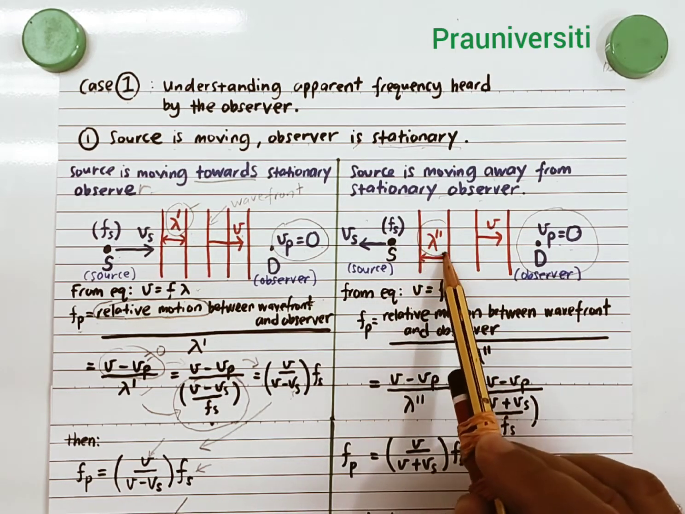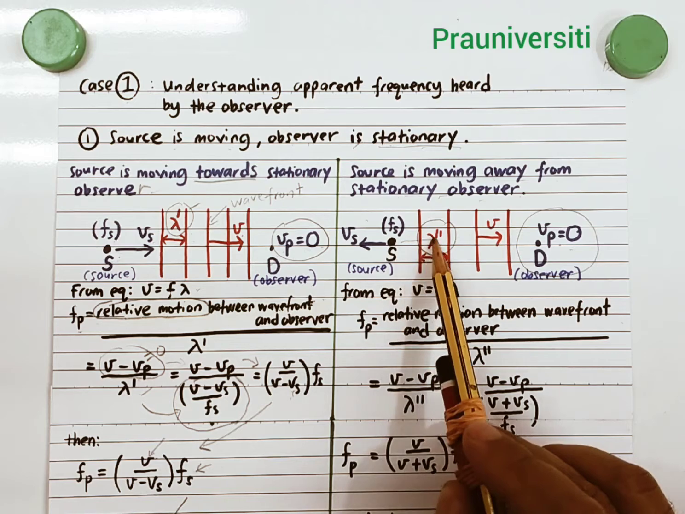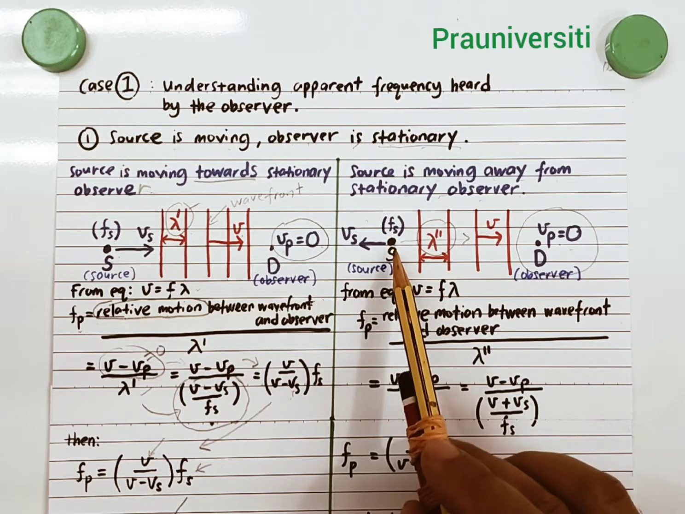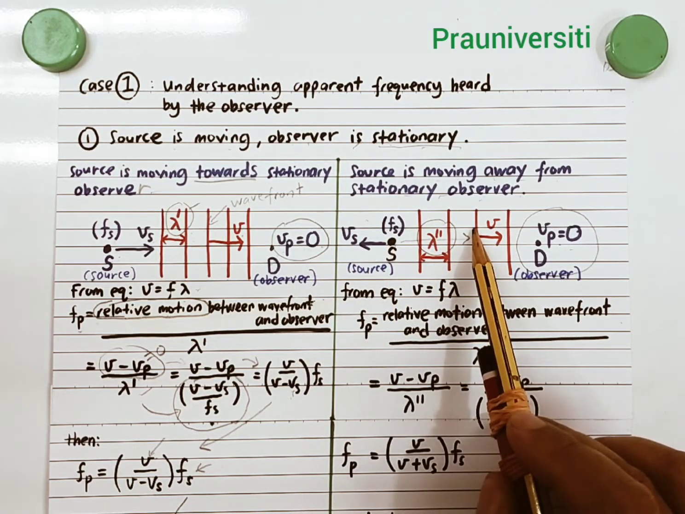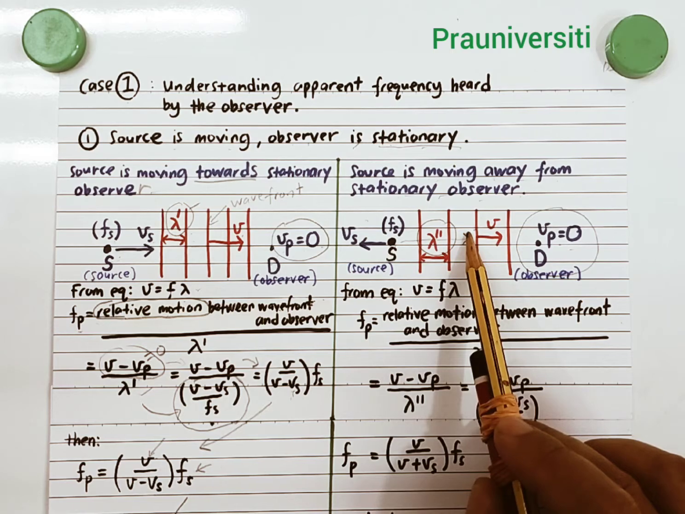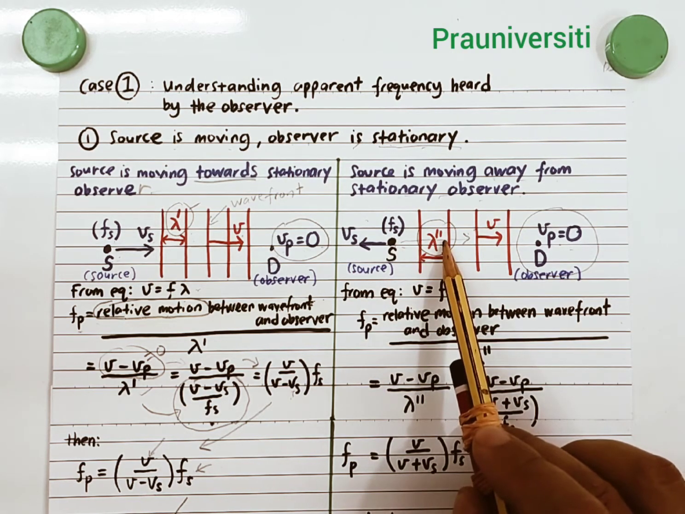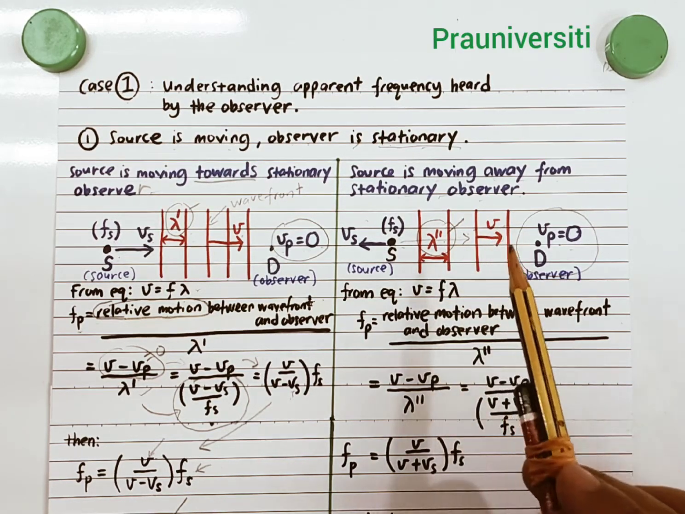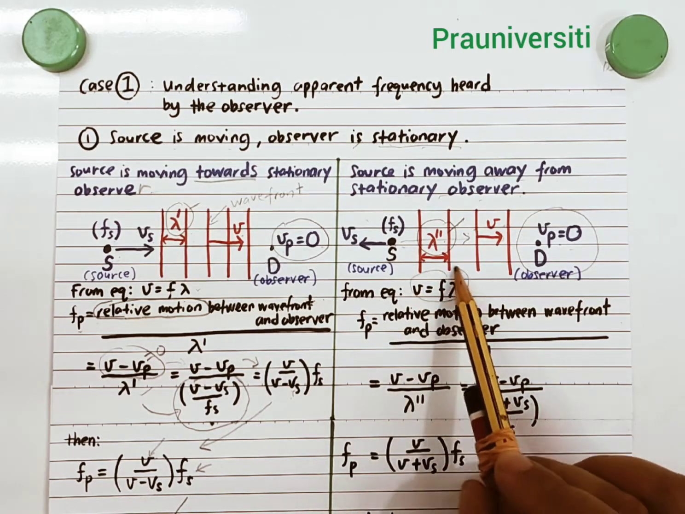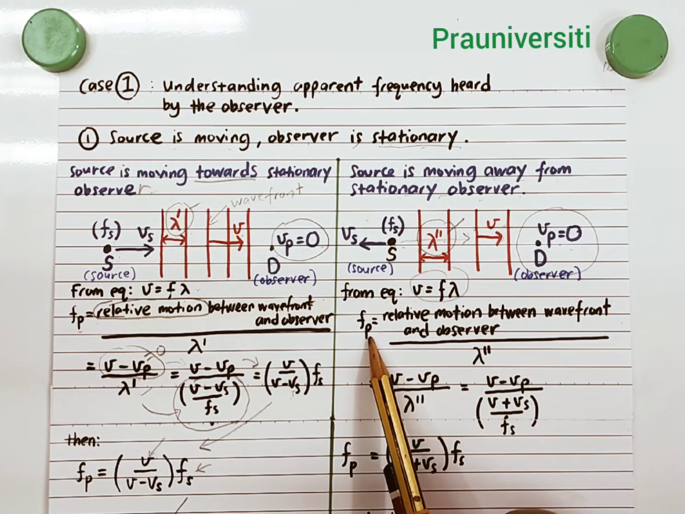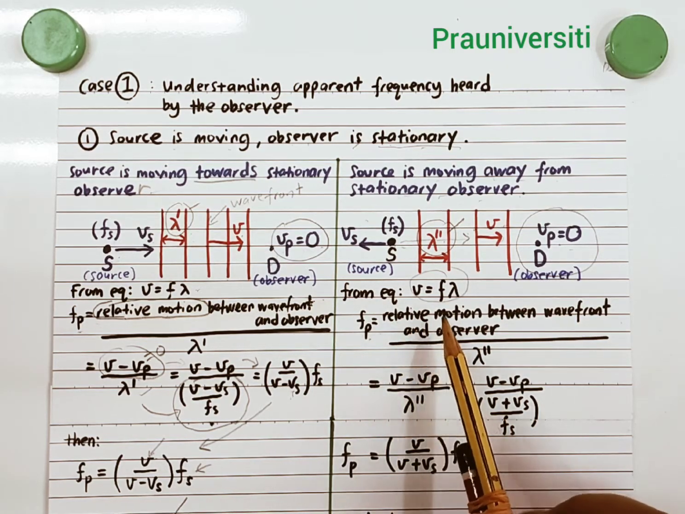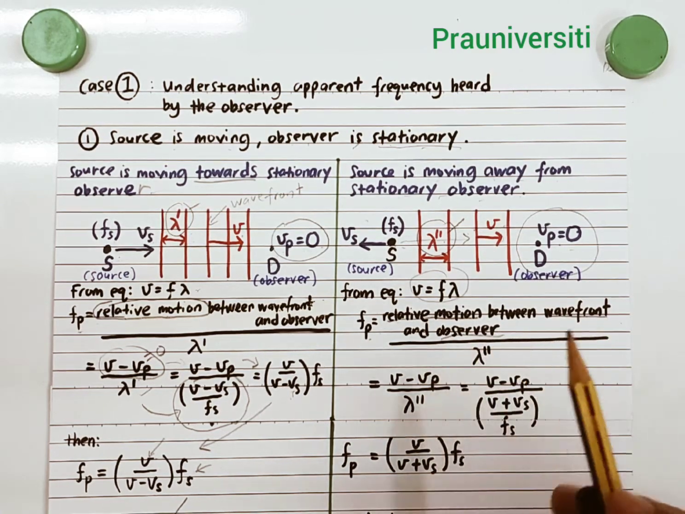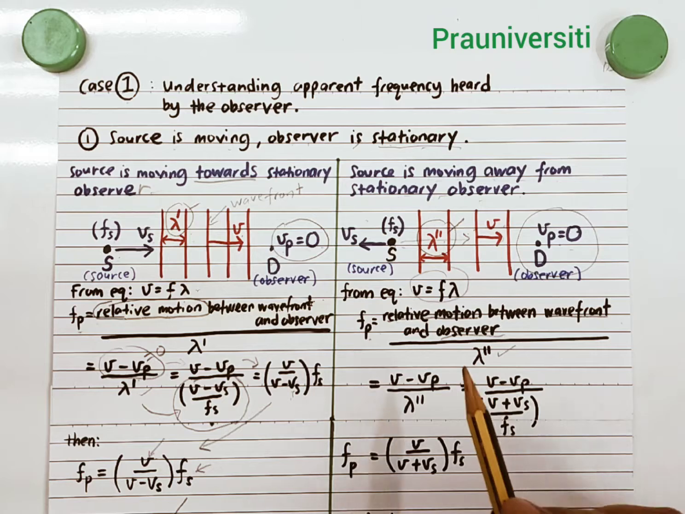In this case, the sound wave propagates to here, but the source is moving here. So it is confirmed that the wave front is at the back of the source, and we need to use lambda prime prime. V is the speed of the sound. As usual, we apply this equation, and we can write Fp, the apparent frequency, equal to the relative motion between the wavefront and the observer, over lambda prime prime.